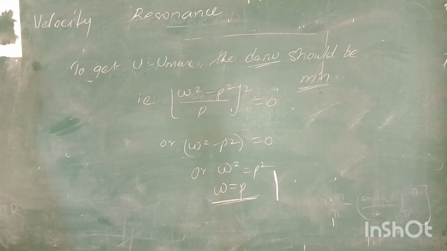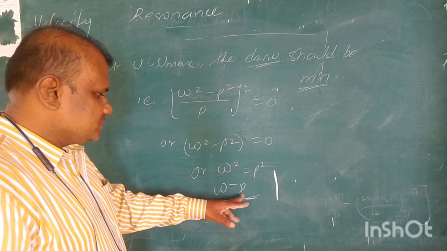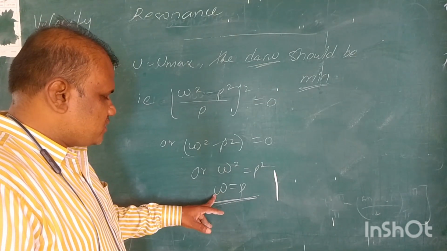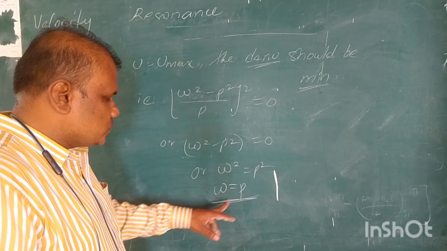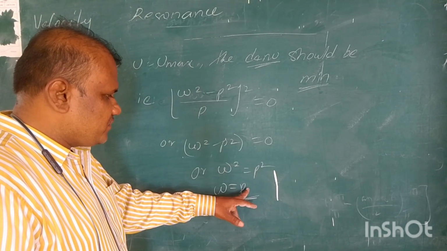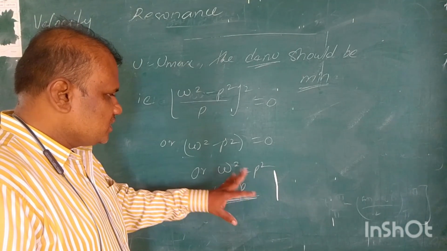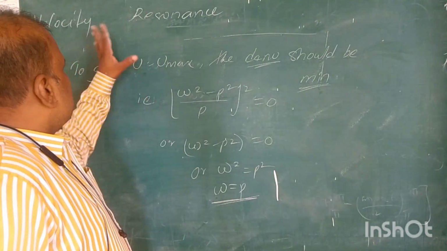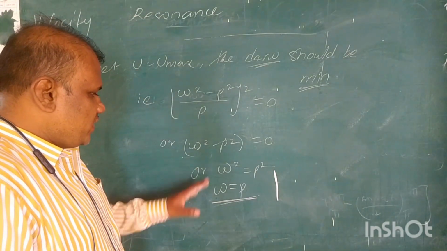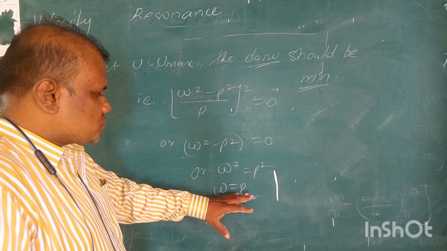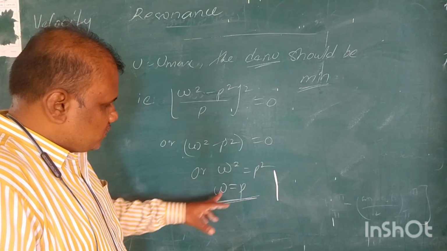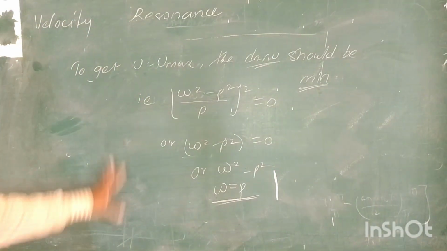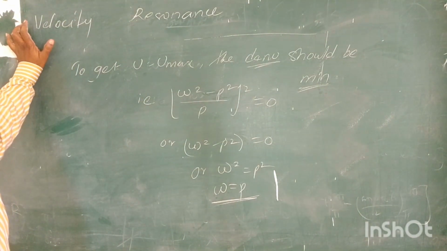So omega equal to p means that when the natural frequency of the oscillator omega becomes equal to the angular frequency of the external force, automatically the amplitude becomes maximum. This is called velocity resonance: if the applied external force angular frequency becomes equal to the natural frequency, the velocity of the forced oscillator becomes maximum. This is called velocity resonance.